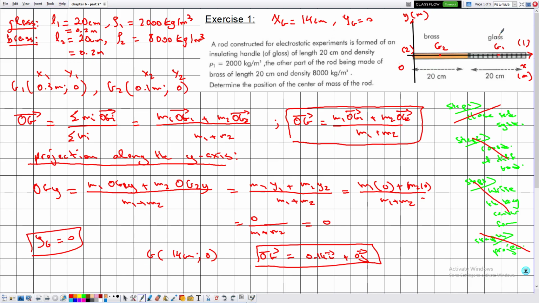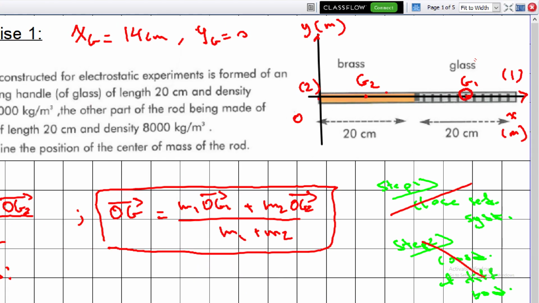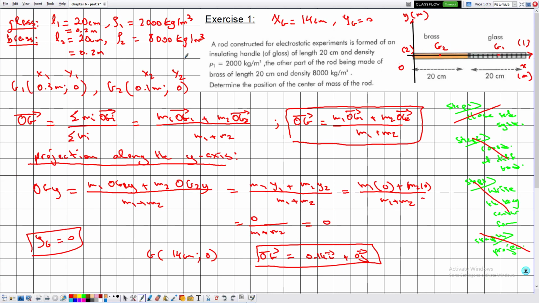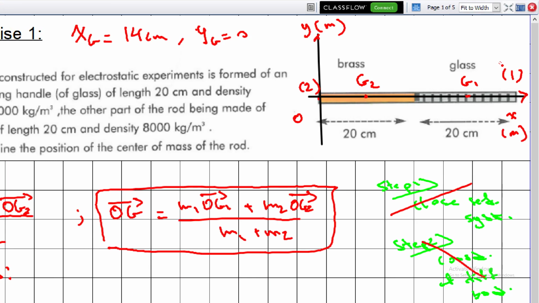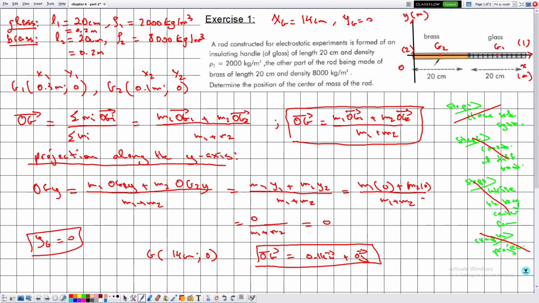So 14 centimeter, so G1 is located here and G2 is located here, then we expect that the center of gravity G, because it's the average between G1 and G2, must be somewhere located between G1 and G2. Now, because brass is more dense than glass, then the center of gravity must be shifted toward G2. So we expect that the center of gravity, if this is the midpoint, must be somewhere here. And indeed, if you check the result, it's given by 14 centimeter.